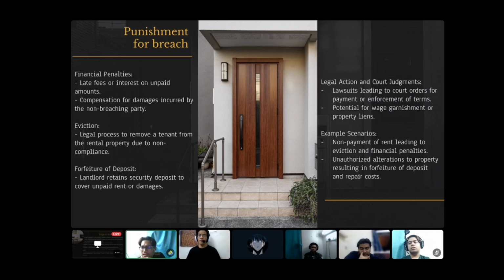legal action and court judgments, lawsuits leading to court orders for payment or enforcement of terms, potential for wage garnishment or property liens. Example scenarios: non-payment of rent leading to eviction and financial penalties, unauthorized alterations to property resulting in forfeiture of deposit and repair costs.